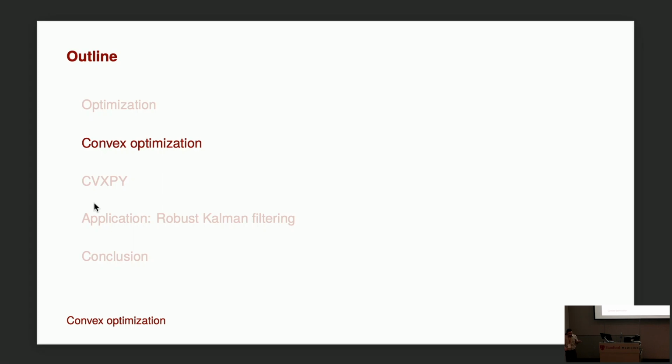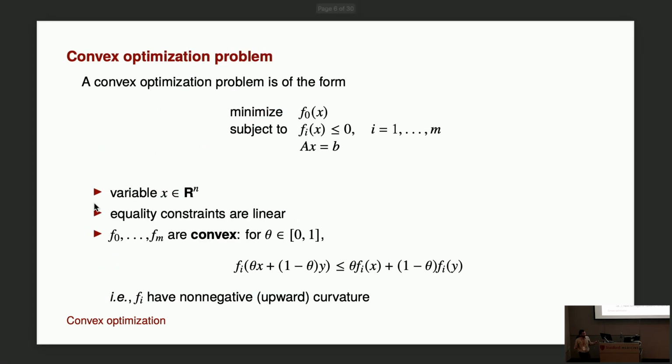So what is a convex optimization problem? CVXPY only supports convex optimization, so what makes things convex? Now we're not just going to allow any function. We have some restrictions, and not every problem can be written as a convex optimization problem, but most interesting ones can. We're going to have an objective function which is convex, and we're going to have our inequality constraints be convex. We'll discuss what that means in a second. And then we're going to have linear equality constraints.